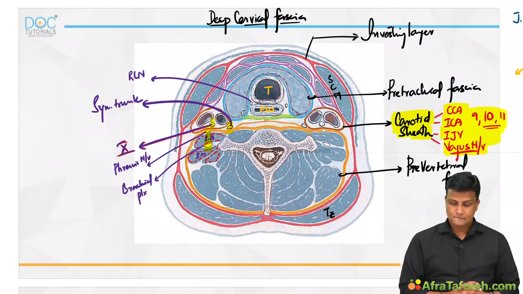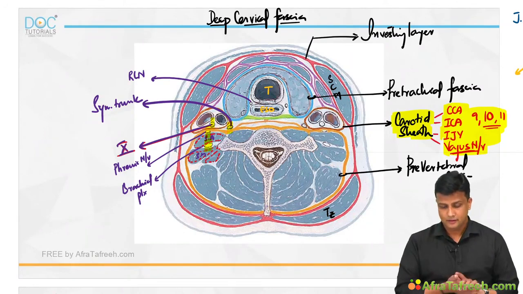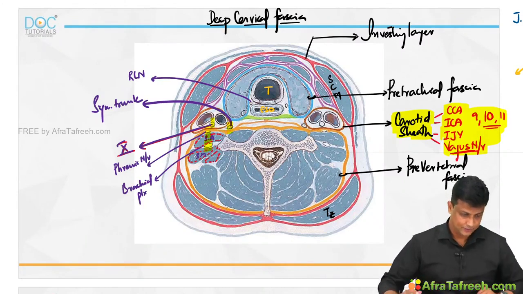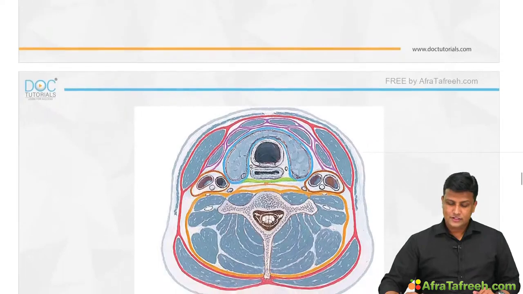Perfect. So you have to know about the deep cervical fascia, all the fascia there, the modifications, and then something important regarding the carotid sheath, and even the nerves. You should be in a position to identify all these nerves here, guys. Good one, sir. Moving on to the next concept right now.